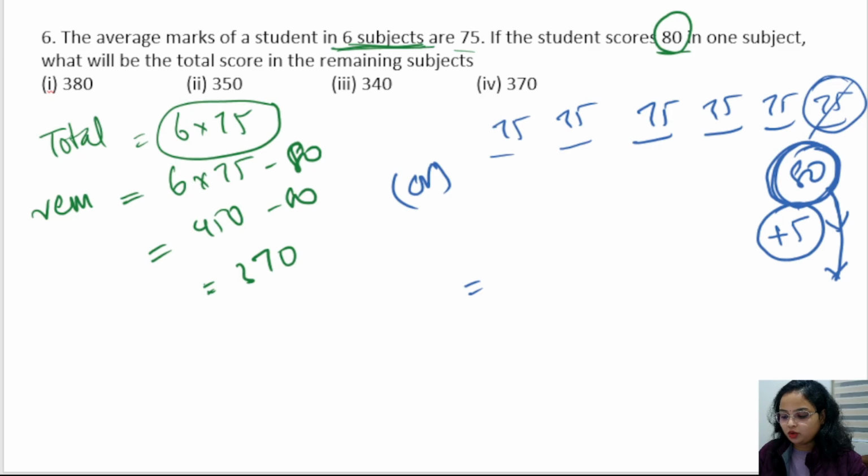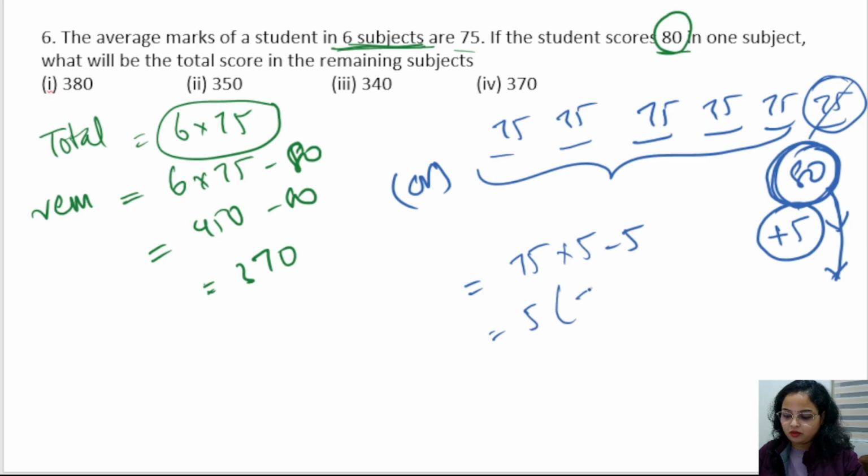So what will be the total of these 5 subjects? It is 75 into 5, and it has taken 5 marks, so it will be minus 5. Okay, so if I take 5 common, it is 75 minus 1. It is 5 into 74. It is 370. Okay, next one.